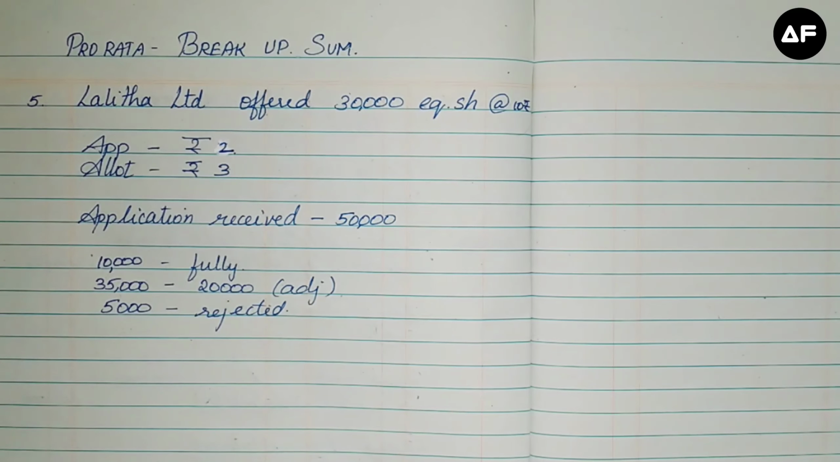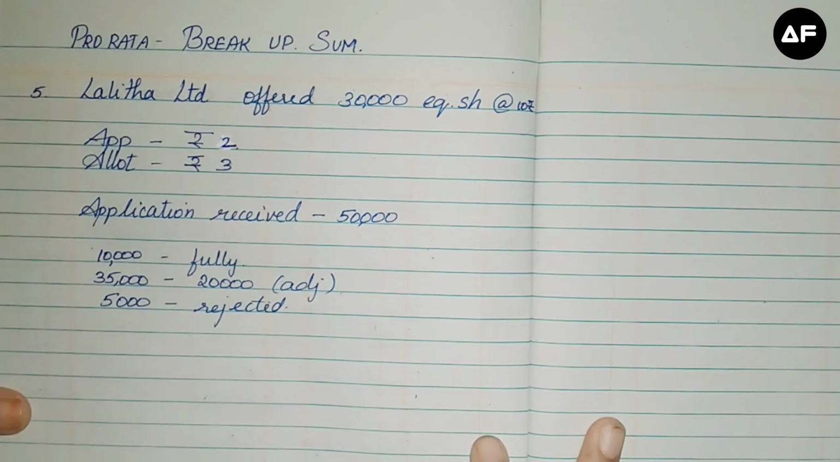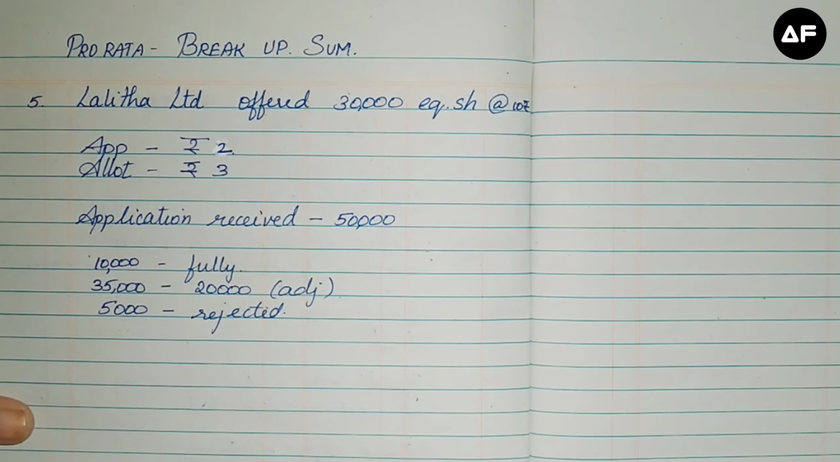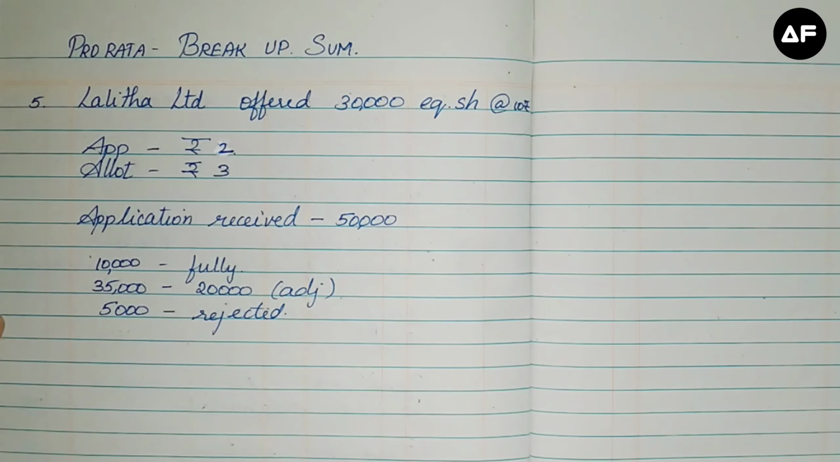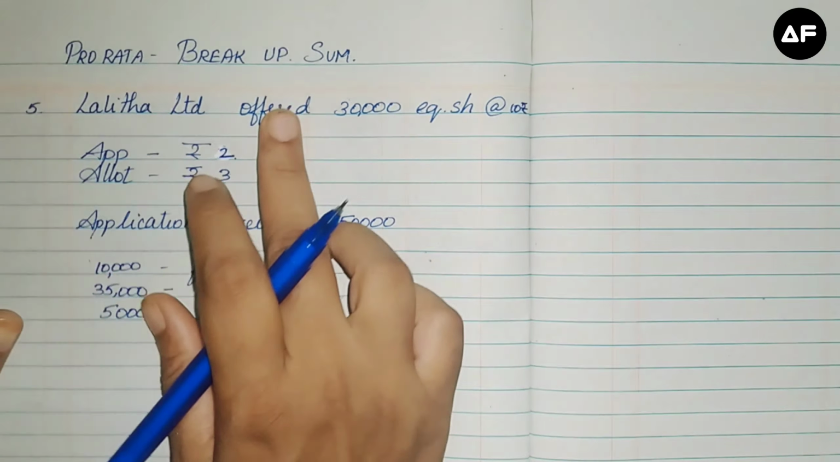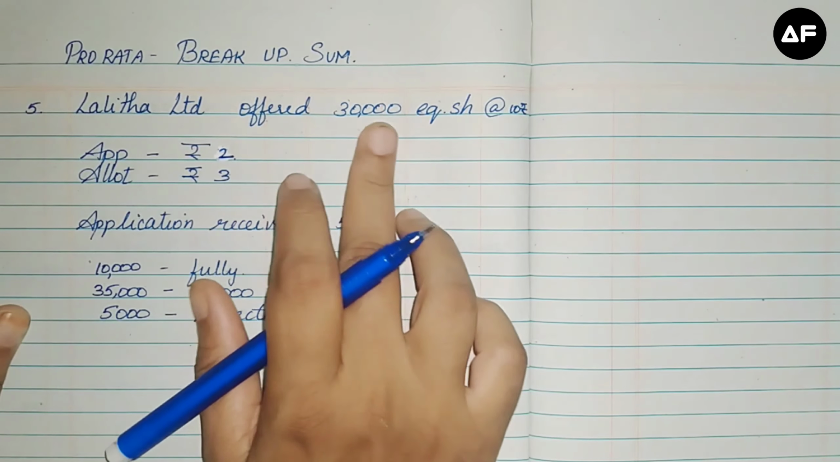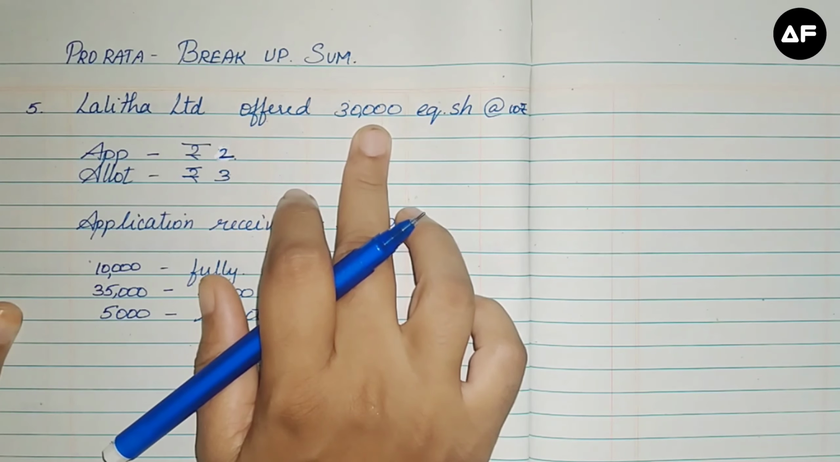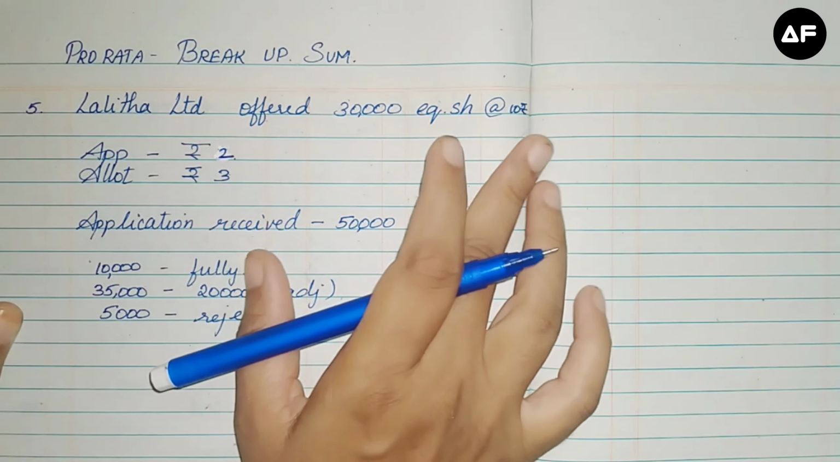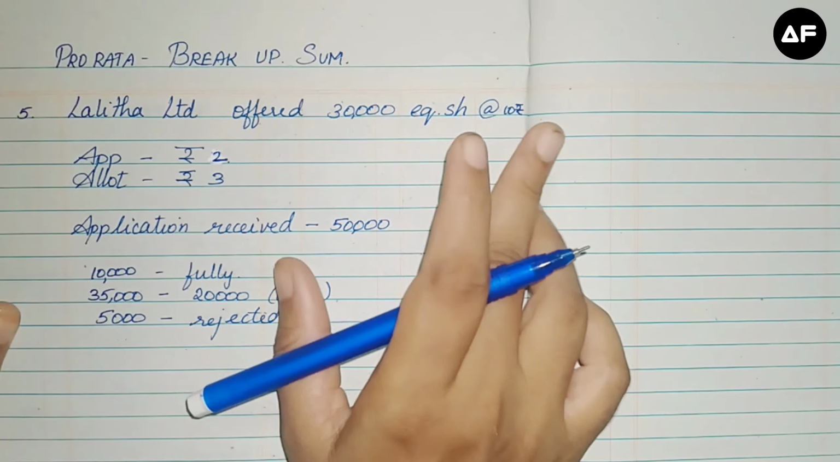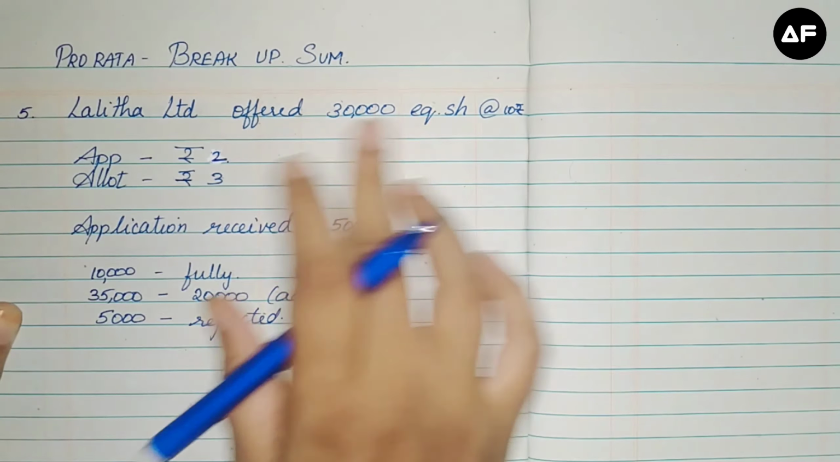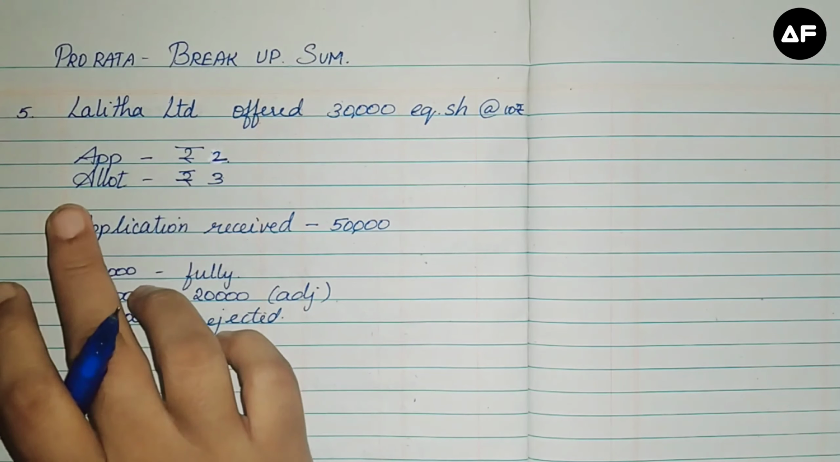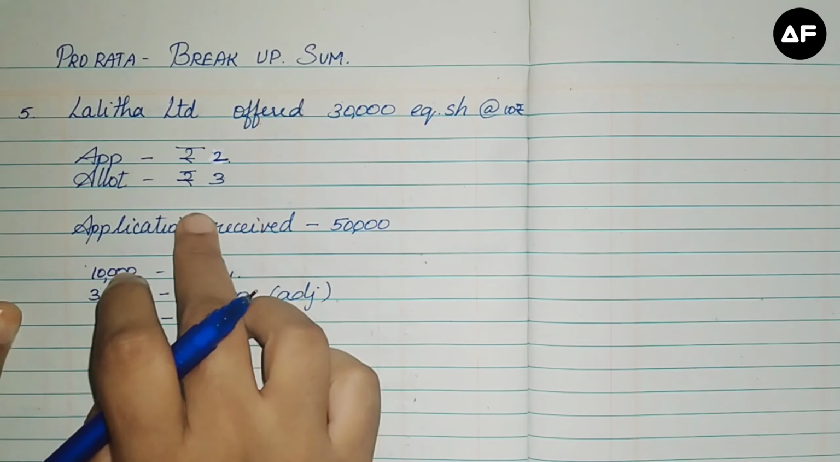In this video we are going to see a pro rata sum which also has a breakup in the pro rata. So the sum goes as: Lalita Limited offered 30,000 shares to the public to subscribe, and each share has a face value of rupees 10. Now the breakup of rupees 10 is given as application 2 rupees, allotment 3, and the balance when required.